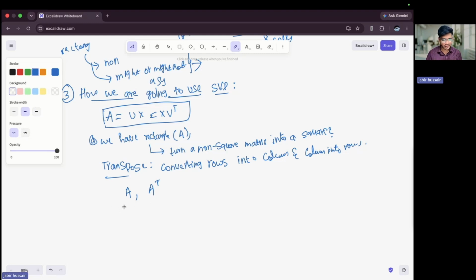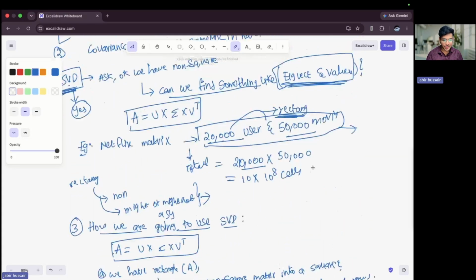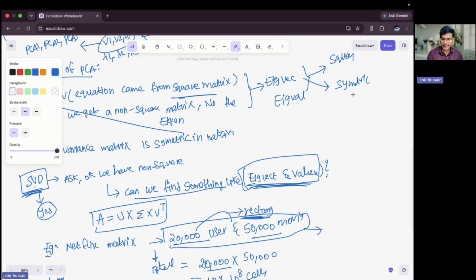If A is a rectangular, non-square matrix, then A A transpose will give you a square and symmetric matrix. This is the property which we are going to use. So what was the problem we had in the above case? Eigendecomposition only works for square and symmetric matrices.